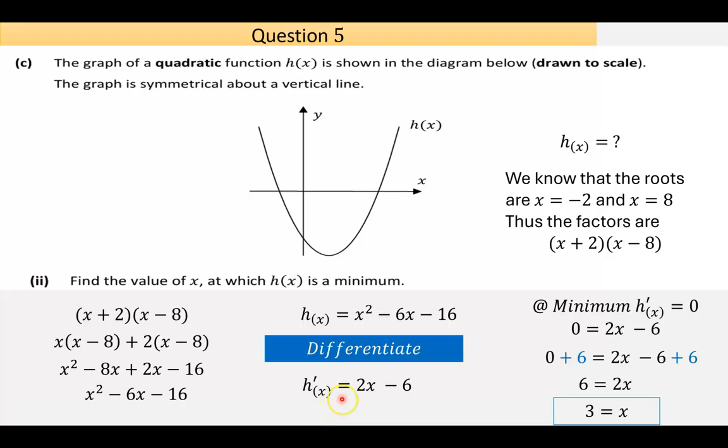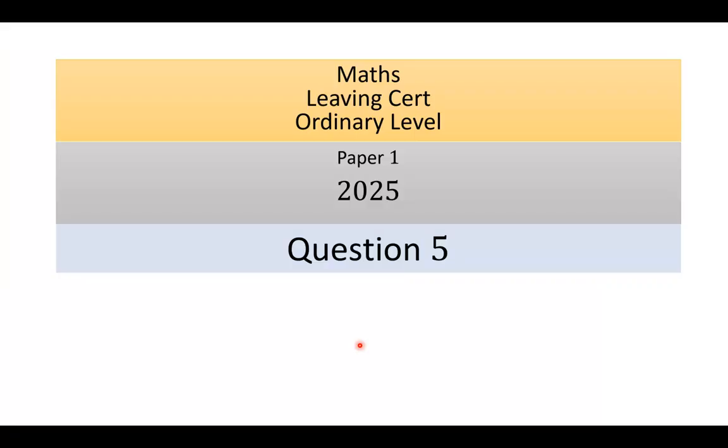Now I know the x value, and sometimes they might ask me for the coordinates. I'd have to put this answer back into my original function, because essentially h of x is y. So if I'm looking for an x and a y, I found the x. If I put it back into the original equation, I find the y. And that's it. But this question didn't ask me to go that step. So that's question 5.